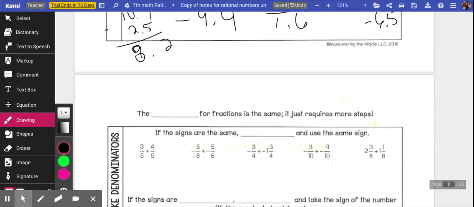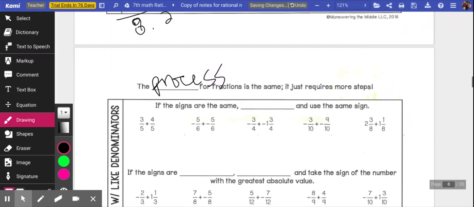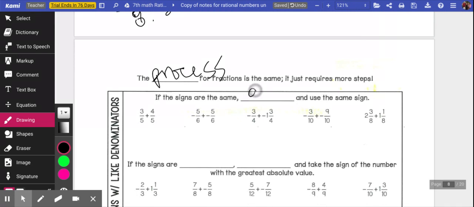So then we go on to fractions. So the process for fractions is just the same. So if the signs are the same, we add and keep the sign. And they were nice here and kept all common denominators the same. So you go ahead and do those.